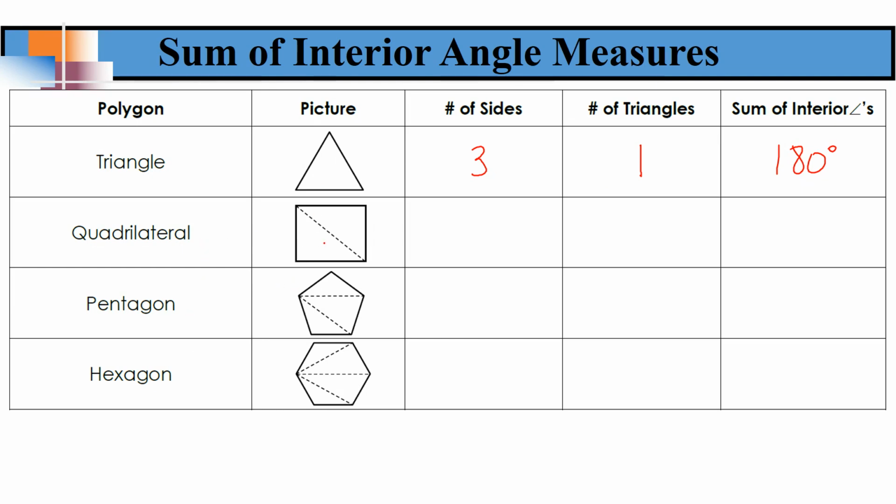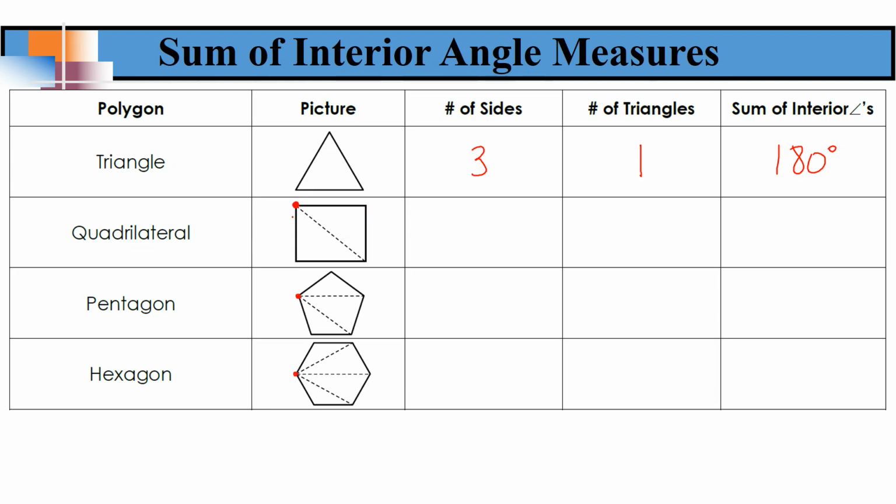Here's what you notice. In each of these diagrams, what they've done is they've chosen a single vertex, and from that vertex they've drawn all the diagonals they can to any other vertices. In this case, you can only draw one diagonal. Here, they could draw 2 diagonals. Here, they could draw 3 diagonals. And when you do that, you can see the number of triangles that are formed.